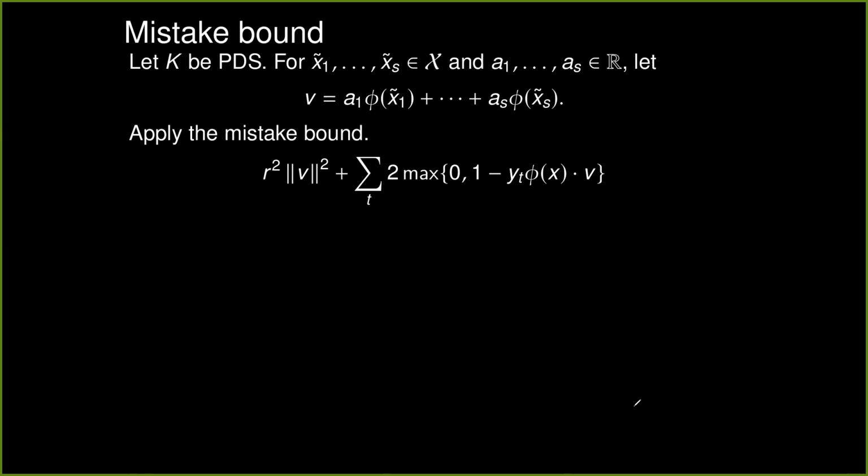Okay, so now what will we do? When we have a PDS kernel, we want to have a good mistake bound. And how can we get a good mistake bound?